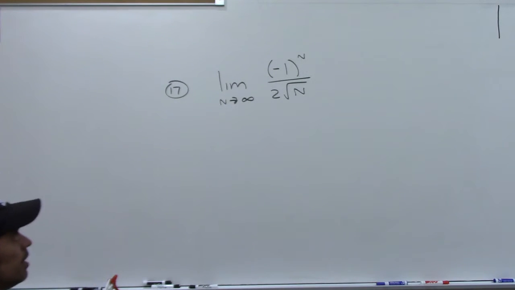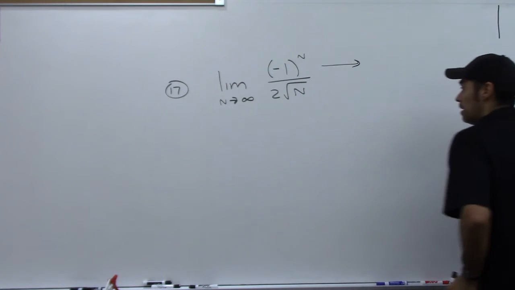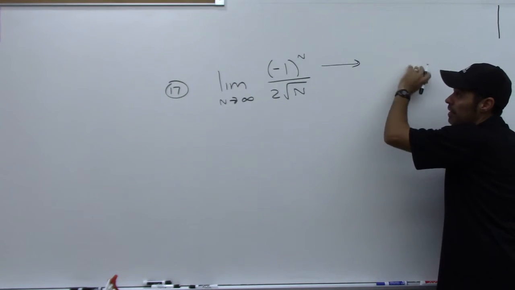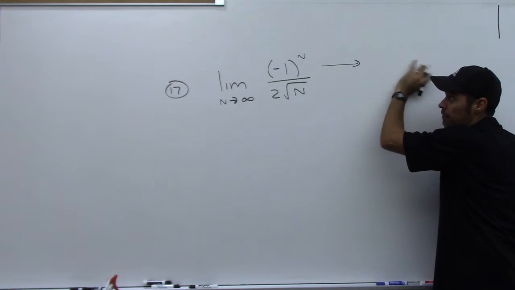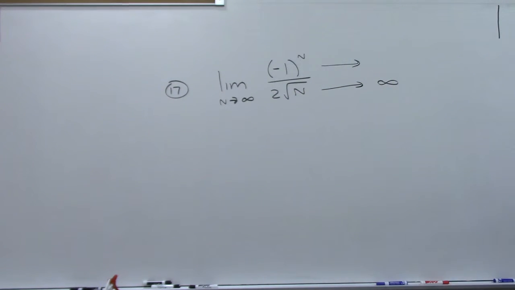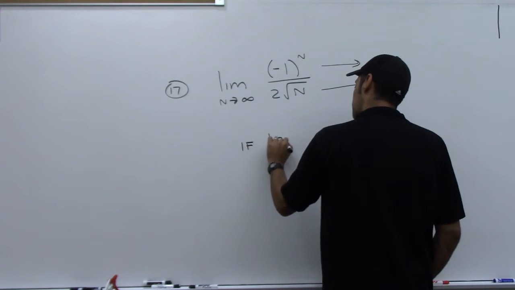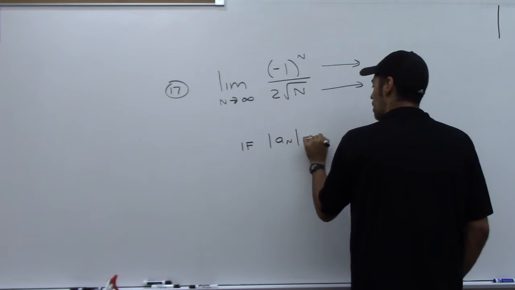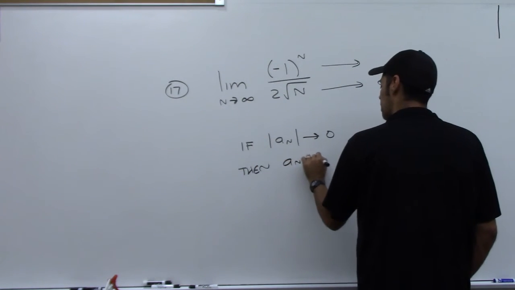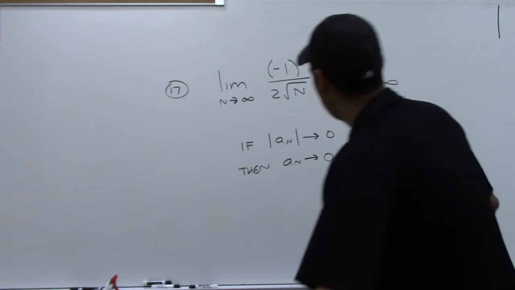The problem that we're going to run into is that the numerator is not headed to anything. It keeps flip-flopping back and forth. It's going from 1, then -1, 1, -1, 1, -1, back and forth. The bottom, on the other hand, is headed to infinity. So we're going to use a theorem that said if the absolute value of a sequence goes to 0, then the sequence goes to 0. That's a very nice theorem. So let's use that.